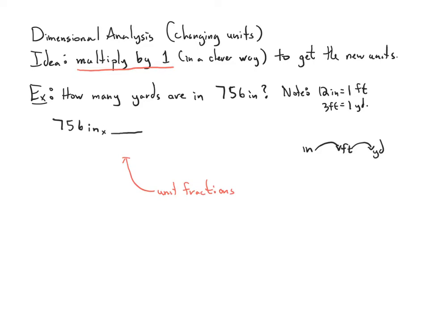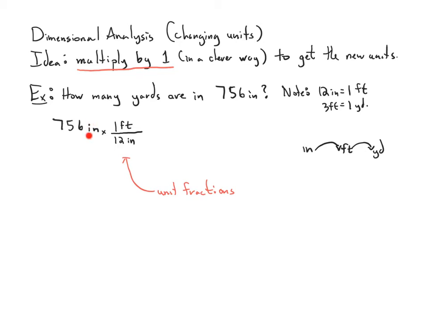And the whole idea is, in this case, I know that 12 inches equals 1 foot. So if I write 1 foot over 12 inches, well, if we think about this, remember 12 inches equals 1 foot, so the numerator and denominator of this fraction are equal. So this is just like multiplying by 1. But it lets me change my units from inches to feet.